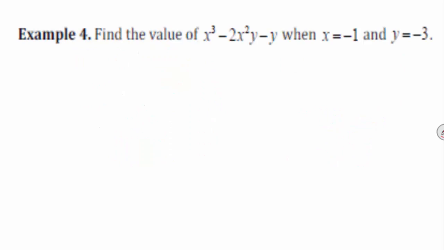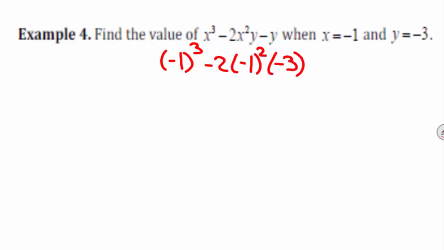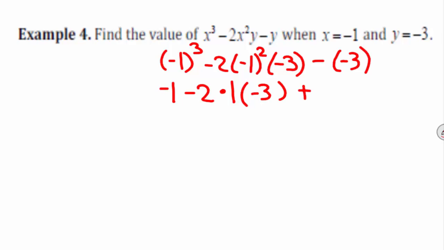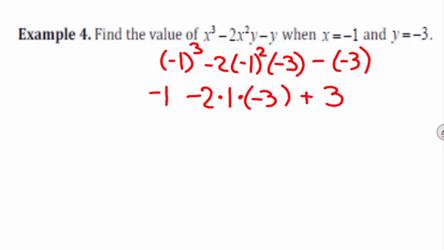With a problem like this, we just have to replace all the x's with a -1 and the y's with a -3. We just need to make sure that if they have exponents on them, we put parentheses around them so we don't get confused about where that negative sign actually goes. So we'd have (-1) cubed minus 2 times (-1) squared times -3 minus -3. Now we need to get rid of the exponents. (-1) cubed is -1 times -1 times -1, which is -1. Minus 2 times, well, (-1) squared would just be a 1, times our -3, and then plus 3. These two negatives make a positive.